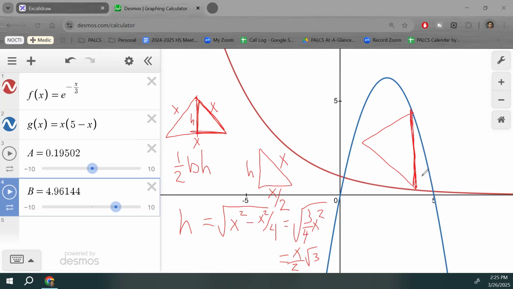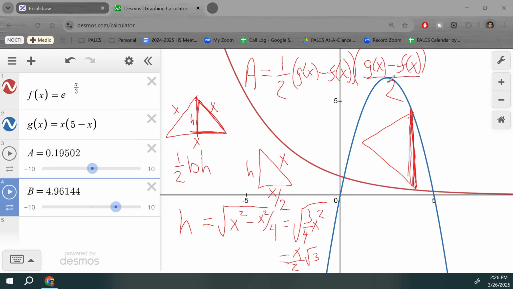So what this boils down to is that the area is 1/2 the base of this triangle, which is G of x minus f of x, times the height, which is G of x minus f of x over 2 times square root of 3.